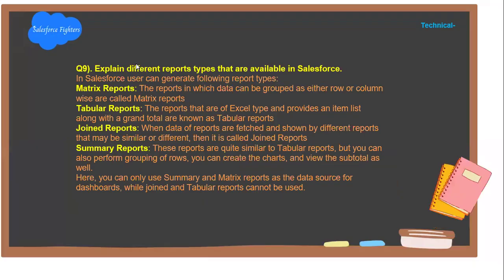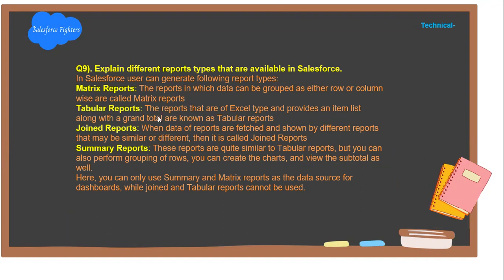Next question. Explain the different report types that are available in Salesforce. In Salesforce, users can generate the following report types. Four types. First, matrix reports. Second, tabular reports. Third, joined reports. Fourth, summary reports. First, matrix reports. The reports in which data can be grouped by both rows and columns are called matrix reports.